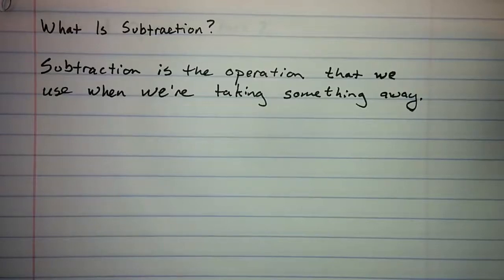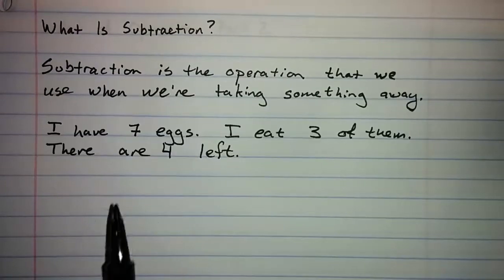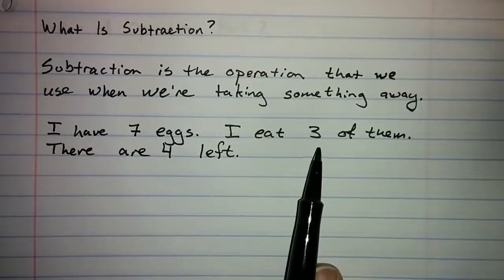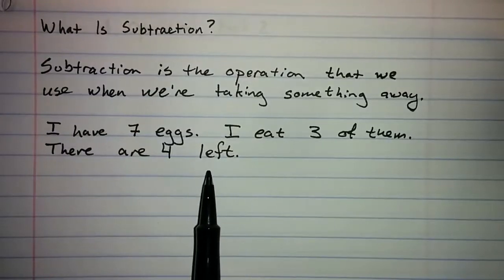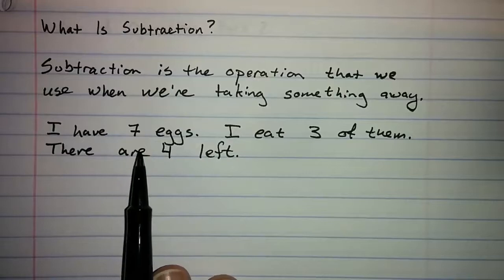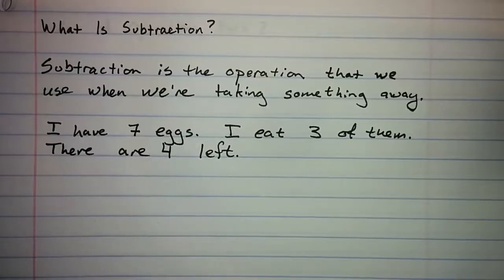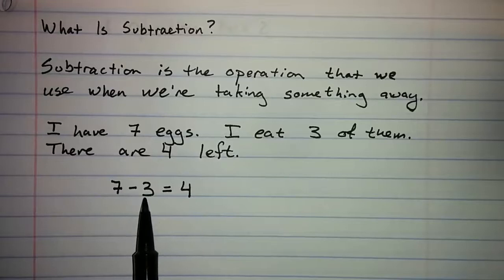So, for example, suppose I have 7 eggs and I eat 3 of them. Then there are 4 left. This situation can be described with the subtraction sentence, 7 minus 3 equals 4.